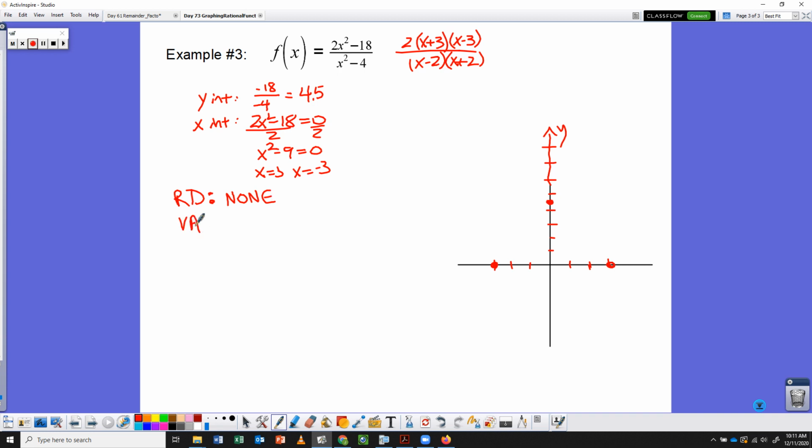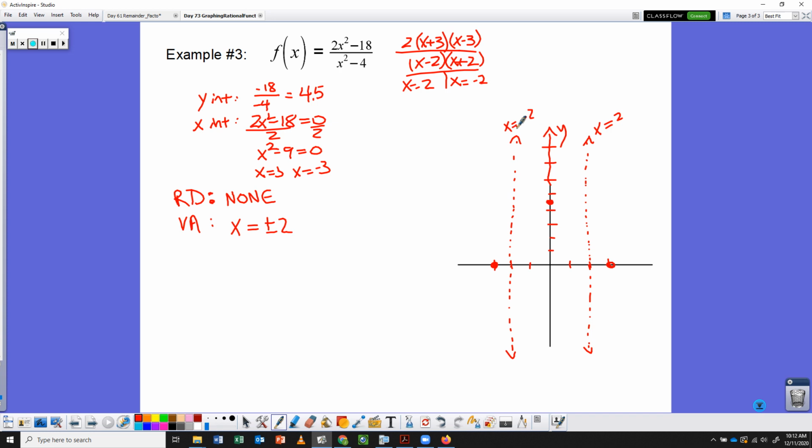Vertical asymptotes are going to be found by setting my denominator equal to 0. And I've already got my denominator factored up here, so that's going to give us answers of x equals 2 and x equals negative 2. You could just write it like this, x equals plus or minus 2. And what that means is I'm going to have a vertical dotted line here at x equals 2, and another vertical dotted line here at x equals negative 2.